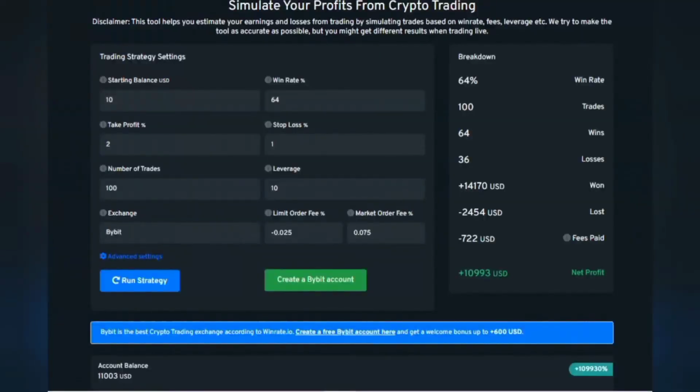So guys, if you have $10 and start trading with this strategy, you can turn $10 up to $10,000 in just one month. So guys, please backtest this strategy and start trading and get profit and enjoy your trades.